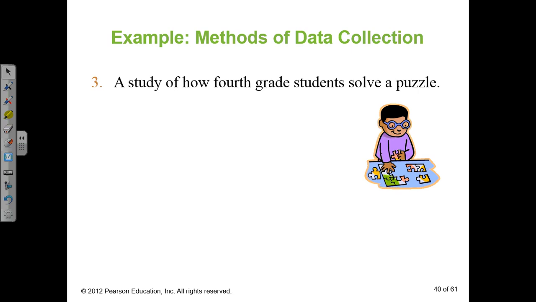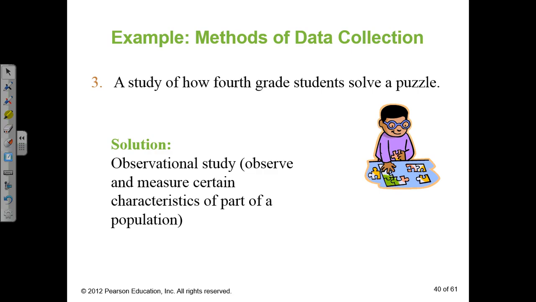A study of how fourth grade students solve a puzzle. Probably the researcher just sat back and watched the students solve the puzzle, so it would be an observational study.